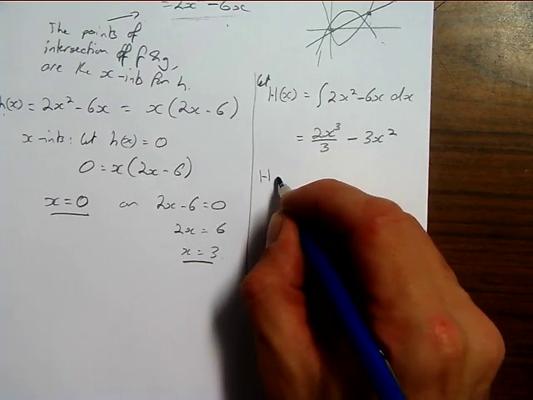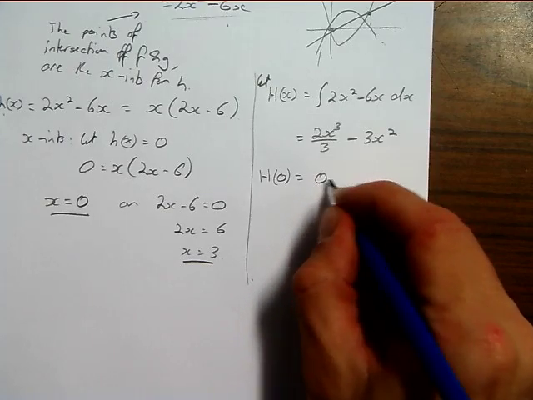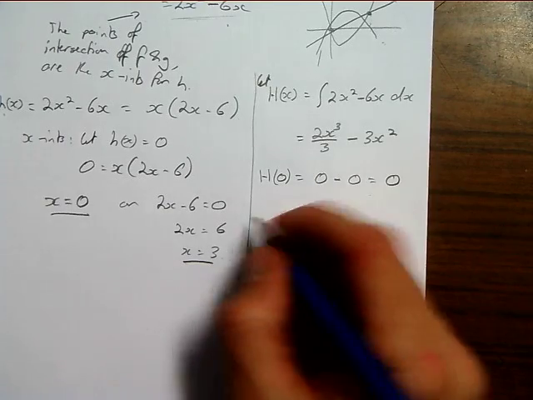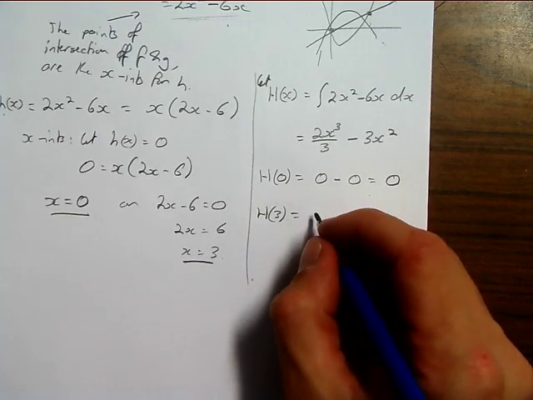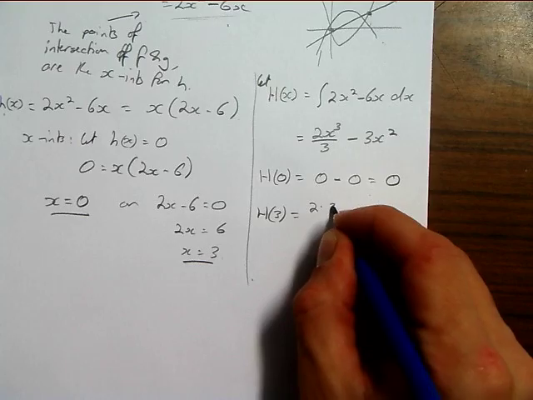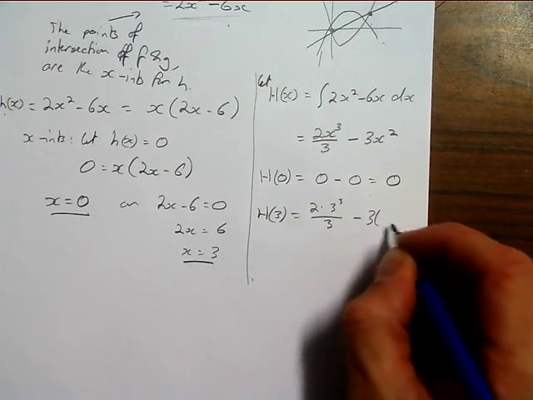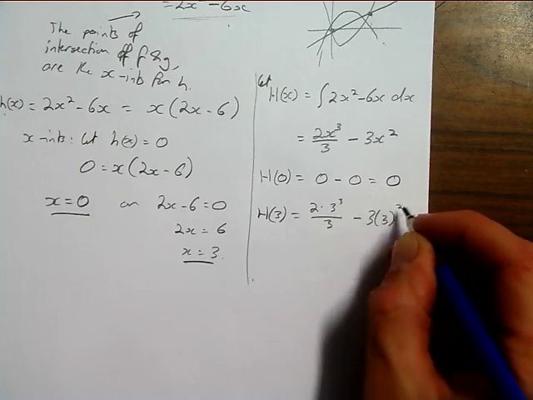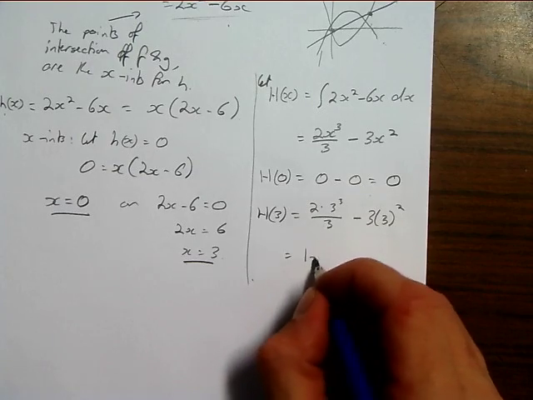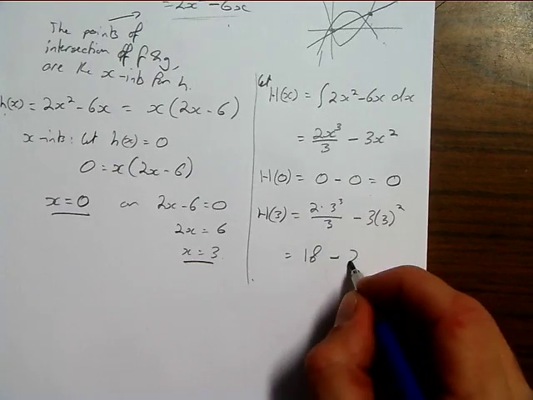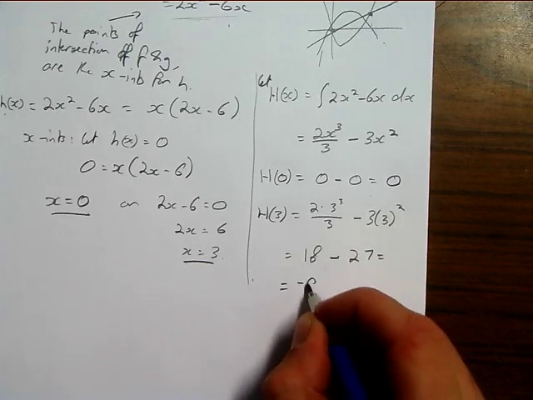H of 0 is 0 take 0, which is 0. H of 3 is 2 by 3 cubed on 3, take 3 by 3 squared, which is 2 by 9, which is 18, take 27, which is negative 9.